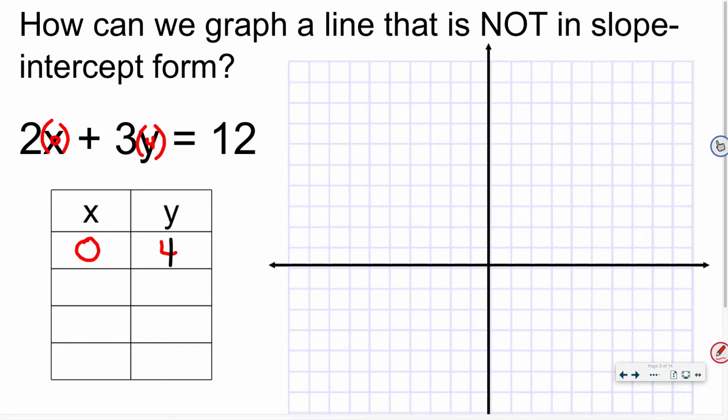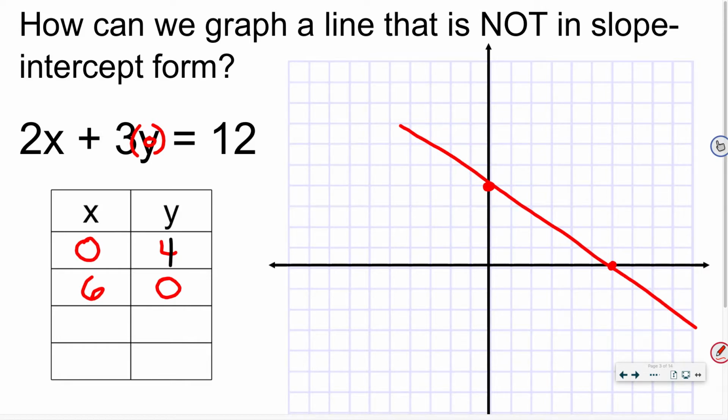Do I always have to substitute in for x? Could I substitute a value in for y and maybe get another point? Because how many points do I need to graph a line? I only need 2. I already have 1. Could I plug something in for y that might be relatively easy to calculate? If y is 0, what would x be? 6. Because 3 times 0 is 0, and then 2 times a number gives us 12. That would have to be 6. Do I have a line now? I do. I can plot (0, 4), and I can plot (6, 0), and create my line.